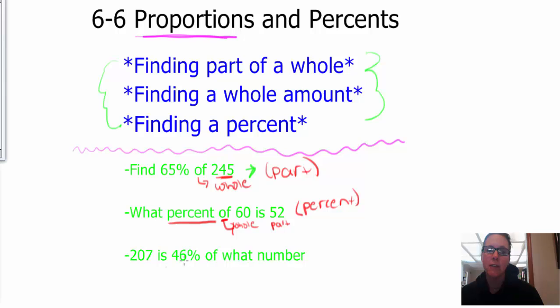207 is 46% of what number? So you're given the percent. We are actually looking for the whole number because it's saying that 207 is 46% of some other number. So if it's only 46%, then that other number is the whole. So this is your part, the 207. This will come in handy when we're trying to figure out where to put things in our proportion.